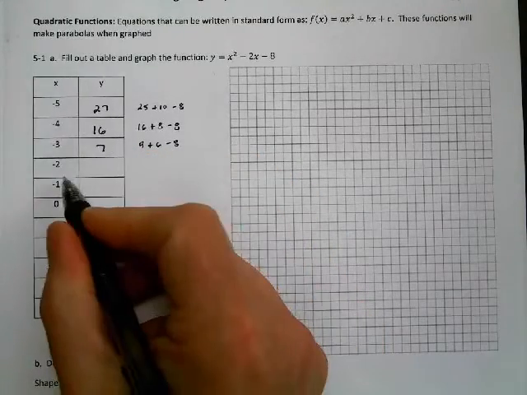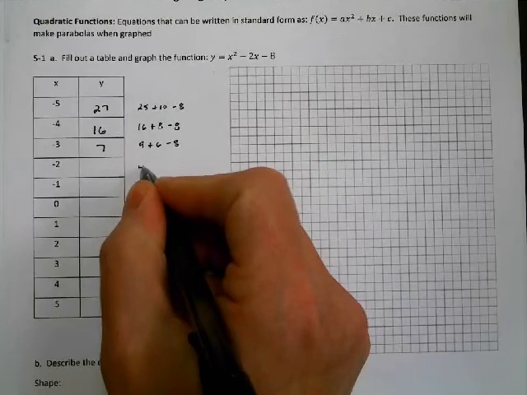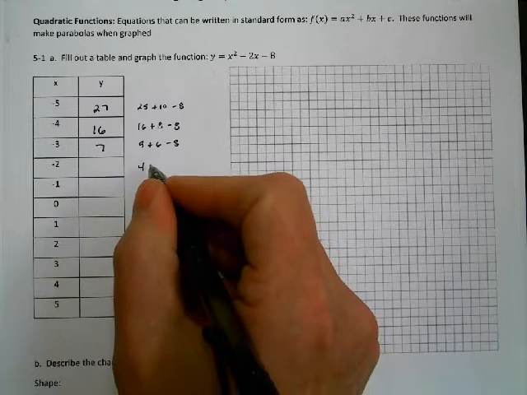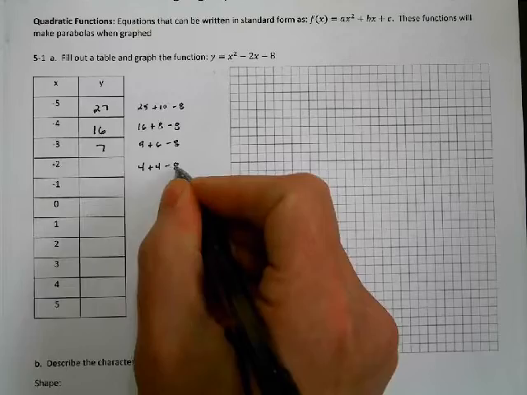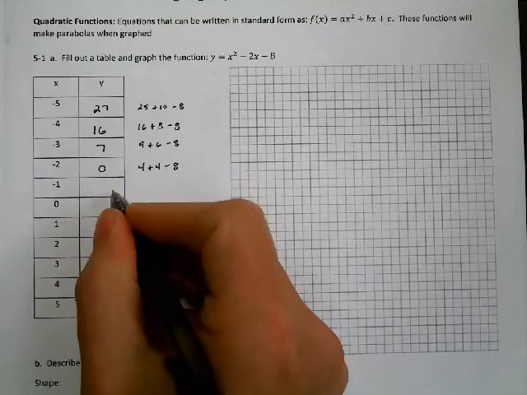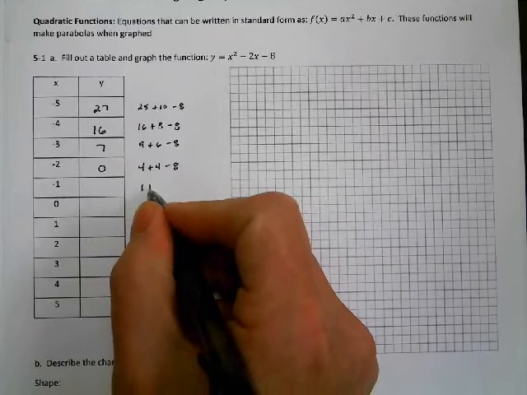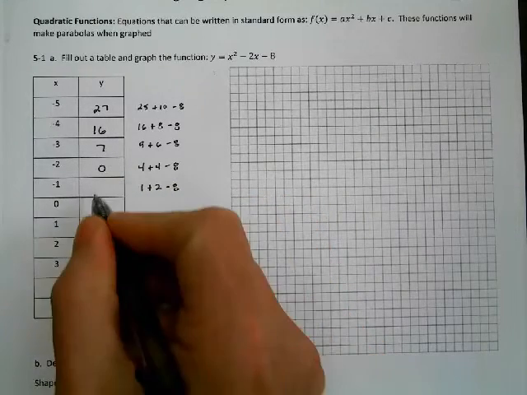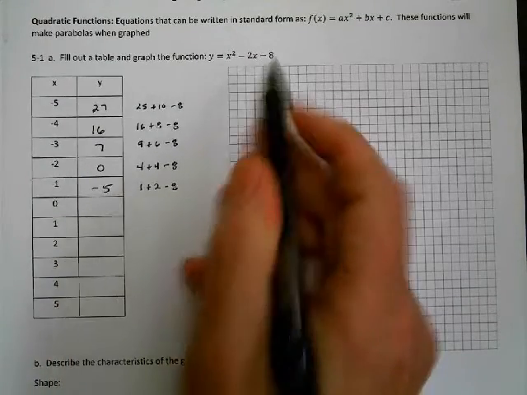All right. -2 times -2 up there, that's going to be positive 4. And then -2 times -2 is also positive 4. And then minus 8, looks like we're getting 0 on this one. -1, let's plug it in. We get 1. -1 times -2 is positive 2. And then minus 8. So we're getting -5 right here. Plug in 0. This one's easy. 0, 0, -8.